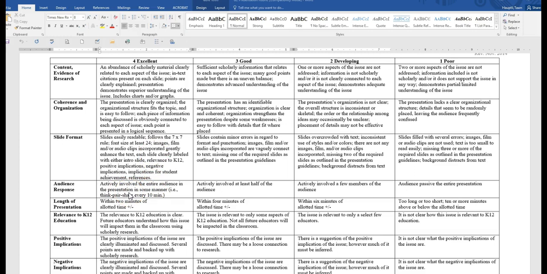The easiest form of audience response is a think, pair, share. You don't want to go more than 10 minutes max without having some way of stopping and having your audience involved in what it is that you're saying. And audience response is not a Jeopardy at the end. That is a form of assessment. It's not an audience involvement.